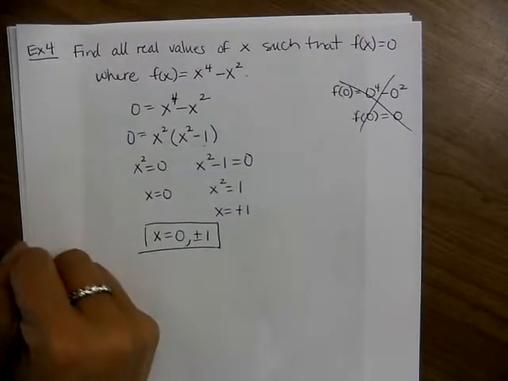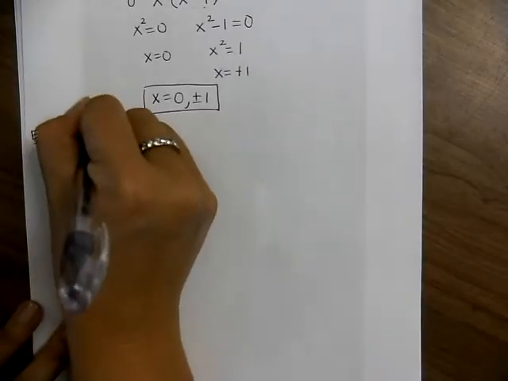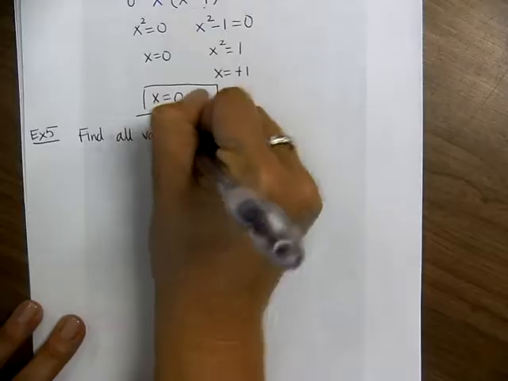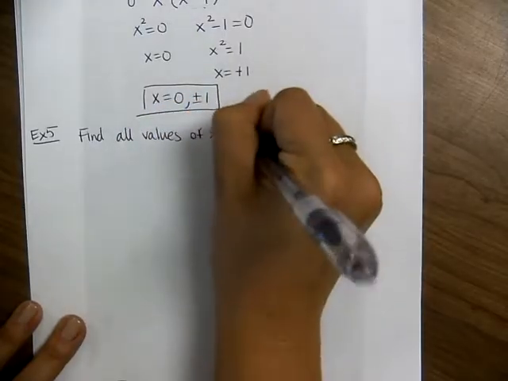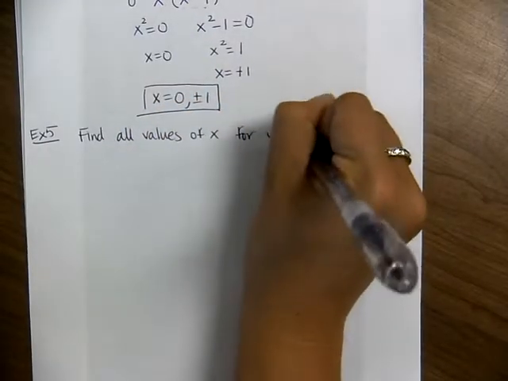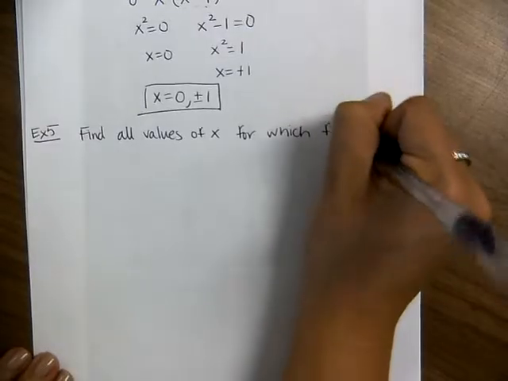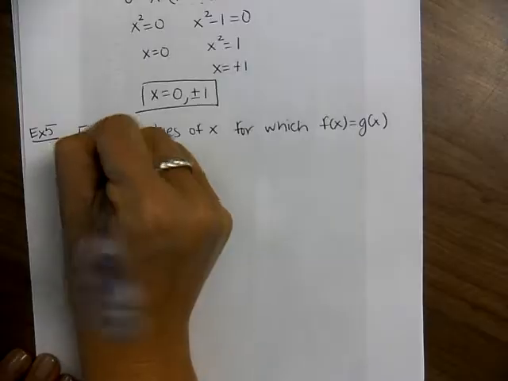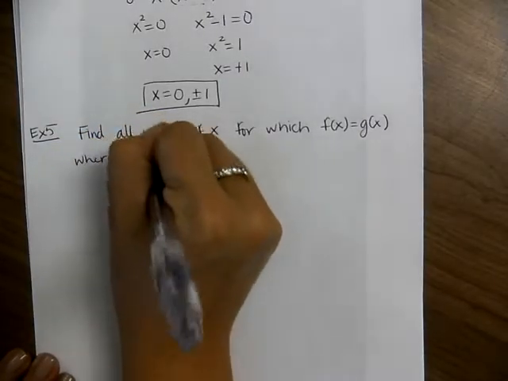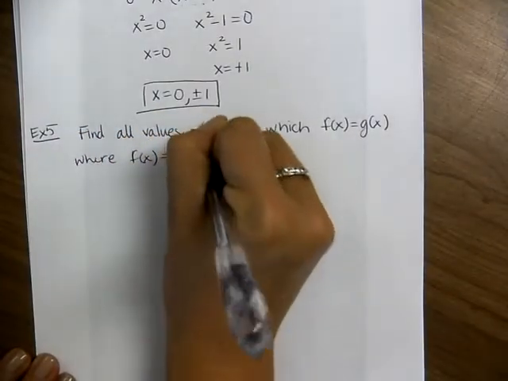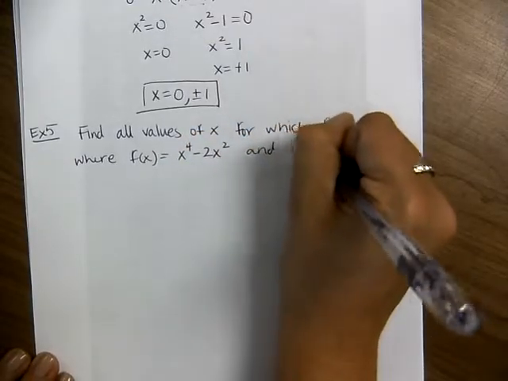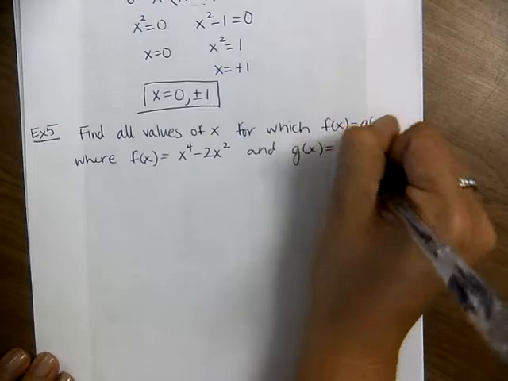Alright, let's try another one. Let's say this time find all values of x for which f of x equals g of x, where f of x equals x to the fourth minus 2x squared and g of x equals 2x squared.